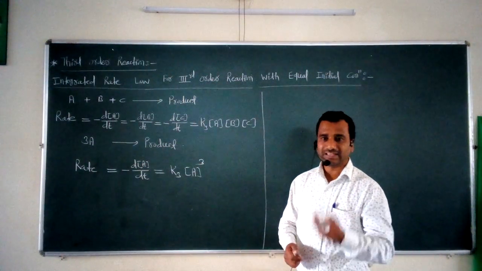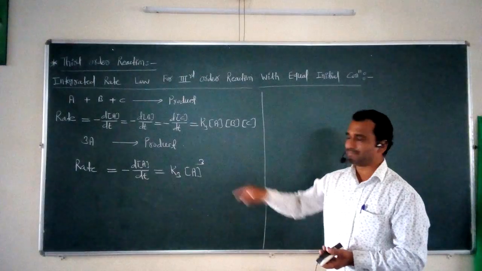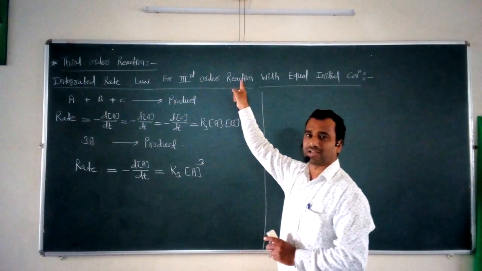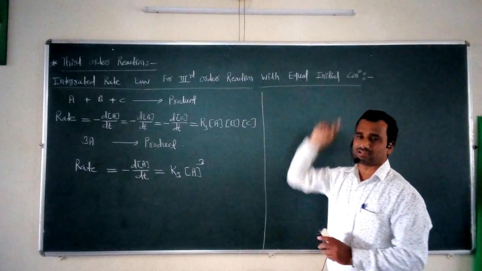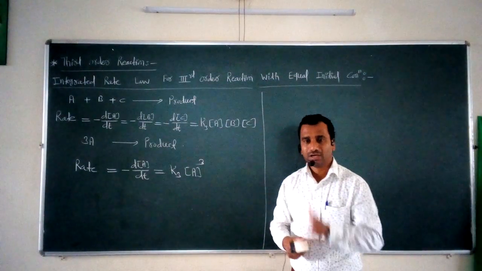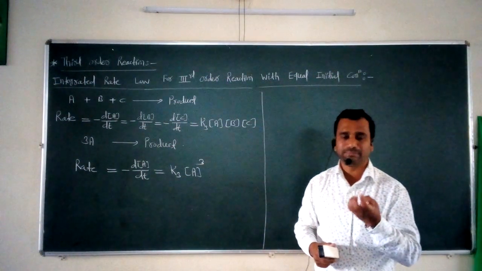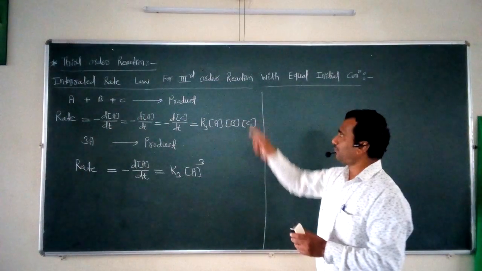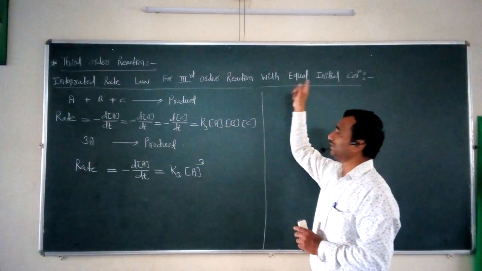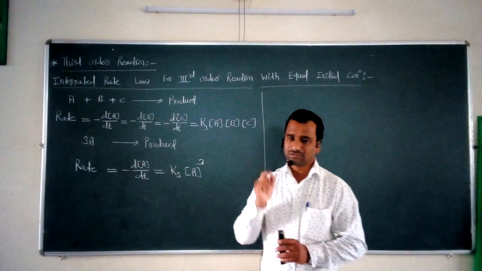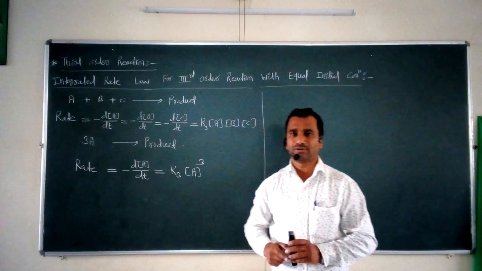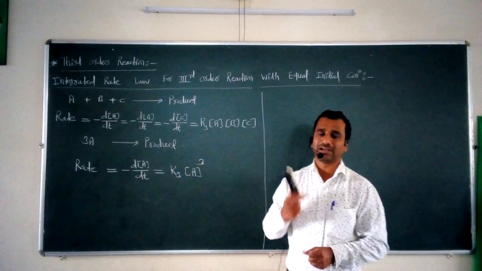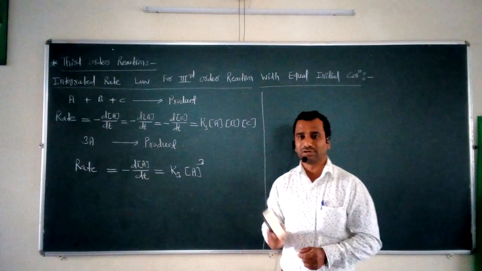Now the next point, depending upon the same concept, is the integrated rate law for a third order reaction with equal initial concentration. What is the meaning of this? We have to derive one simple equation or rate law for a third order reaction with equal initial concentration of reactant. So for this purpose, we have to derive the general rate law for the reaction.